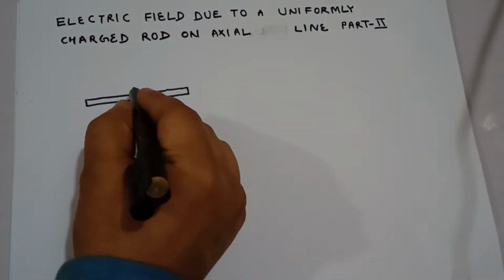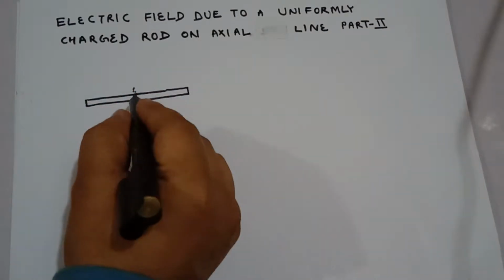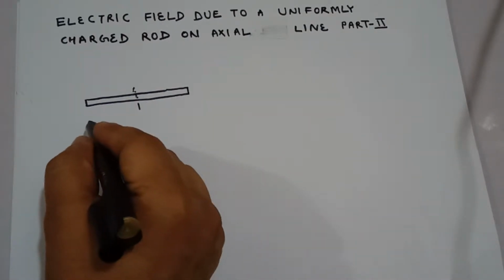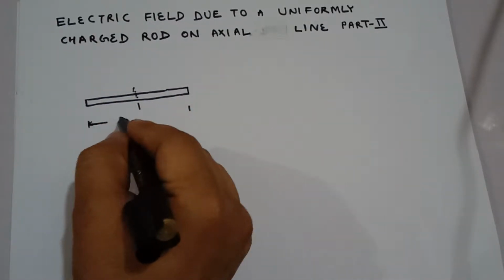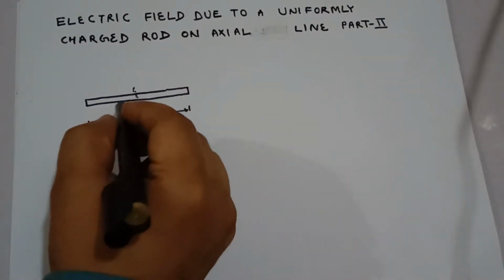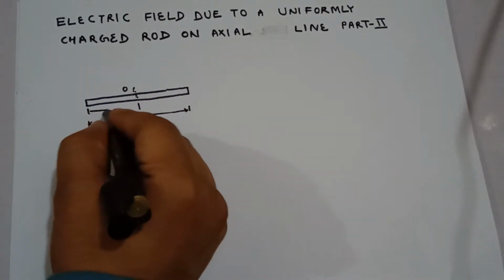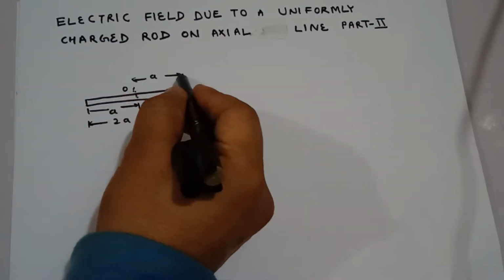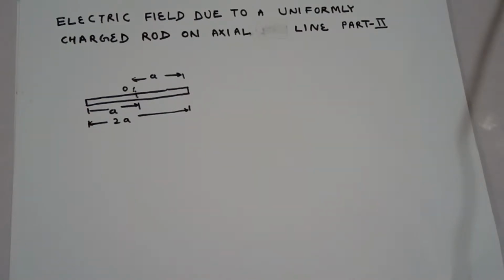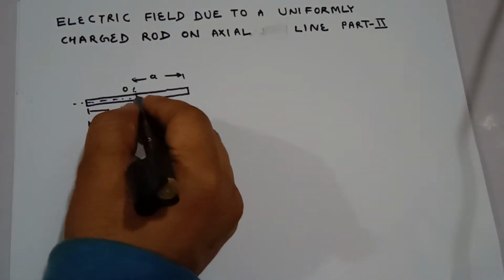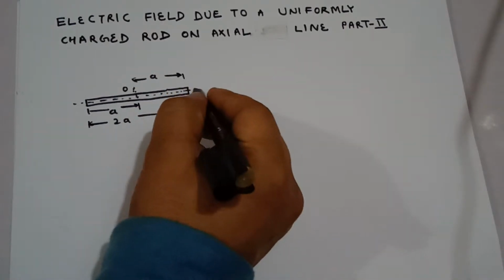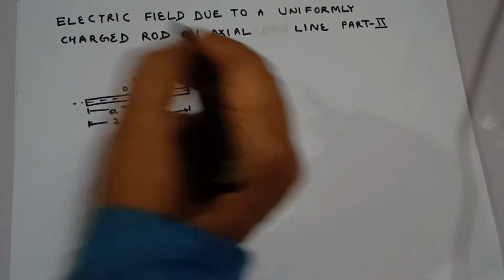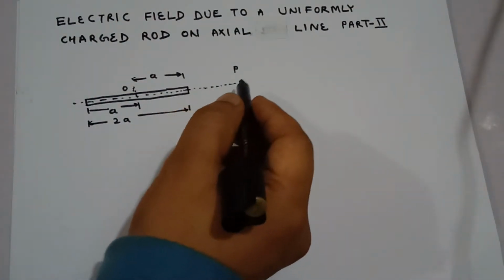Now suppose this is the middle point of the rod, and suppose the total length of this rod is 2a, twice of a. So from the center O, this half length is small a, and the other half length is also a, right? And suppose we have a point lying on the axial line. Suppose that point is at P, and our task is to find the electric field at this point.